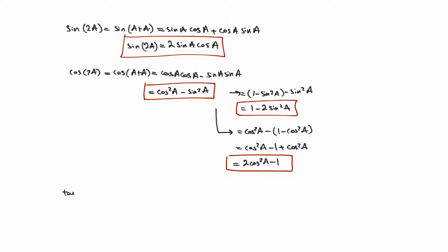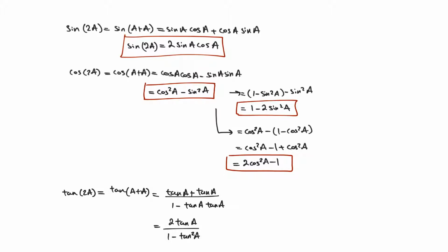For tan of 2a, we can write this as tan of a plus a, which is tan of a plus tan of a, over 1 minus tan of a multiplied by tan of a. This simplifies to 2 tan a over 1 minus tan squared a. And this is our identity for tan of 2a.